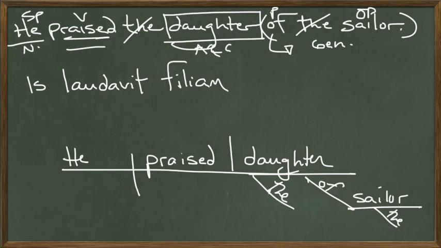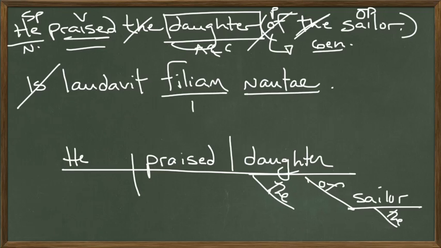Now of the sailor, we don't translate of, we don't translate the. We're just going to translate sailor and put it in the genitive case. Now naute. So is laudavit filiam naute. Bad Latin word order. Again, unless we're showing emphasis, we won't even use the pronoun, so we'll just eliminate that. And we would probably go with filiam first. So filiam naute laudavit.